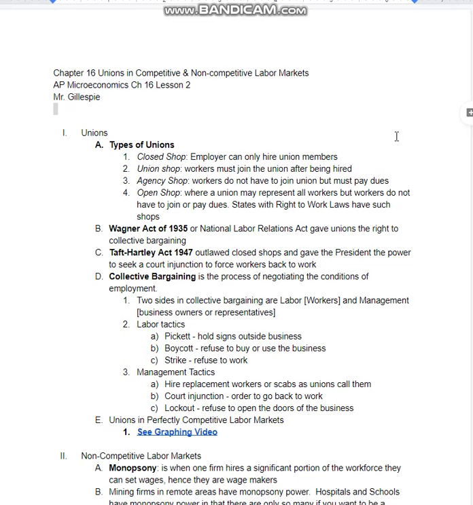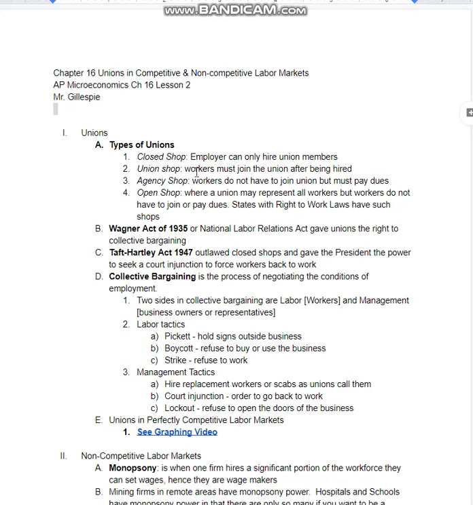This unit is talking about how unions interact in both competitive labor markets and non-competitive labor markets, which we haven't gone over yet, but we will go over in this unit here. So when we are looking at unions, there's four types of unions. There's a closed shop, and this is where an employer can only hire union members. Obviously, that is very restrictive, and today most of those are now illegal because of the Taft-Hartley Act.